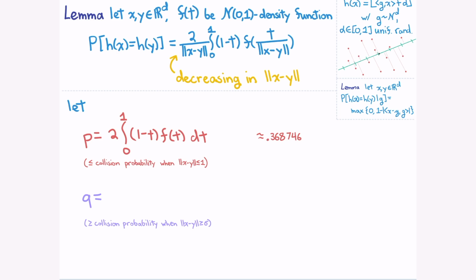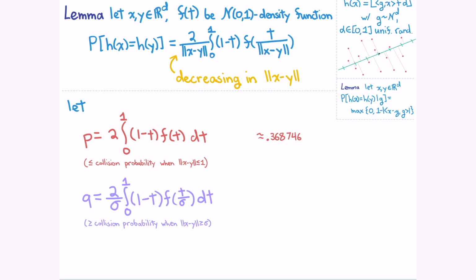Then I want to compare that to the probability of colliding for things that are not considered close, so things where the distance is at least sigma, where sigma is the approximation factor. For us, the worst case, we want this probability to be high, so it is smallest when the distance is exactly that approximation factor. That will give us this integral. And we're just going to call these p and q from now on.